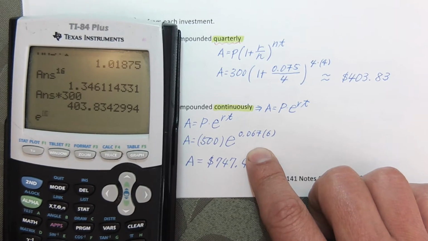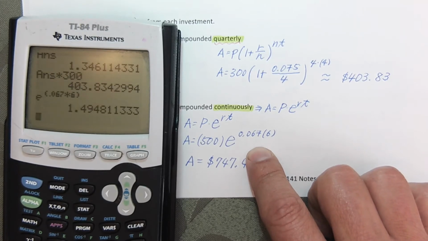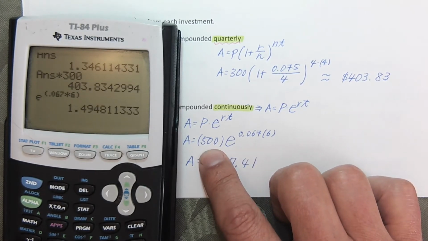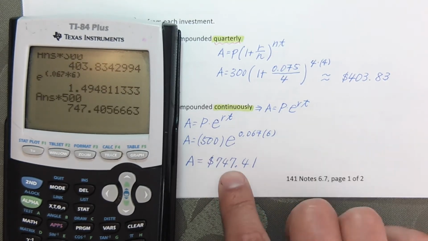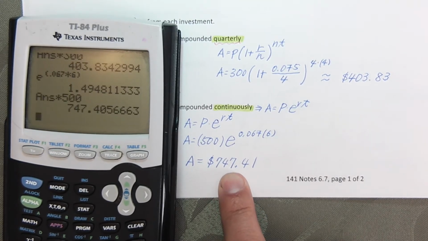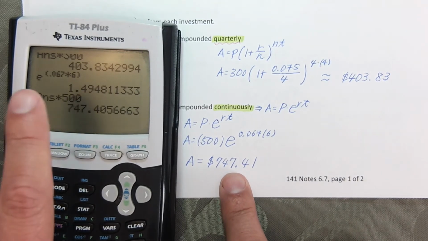Now I'm going to use parentheses. 0.067 times 6. Close parenthesis, equals. Now, times 500. And here's my $747.41. Again, make sure you practice that.